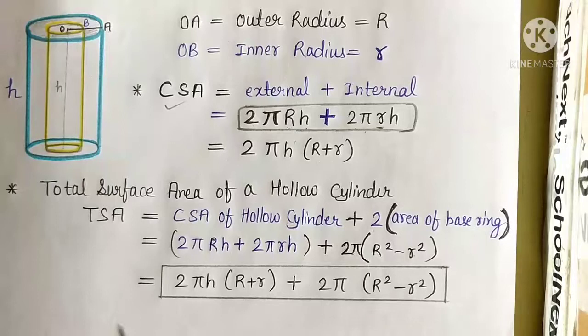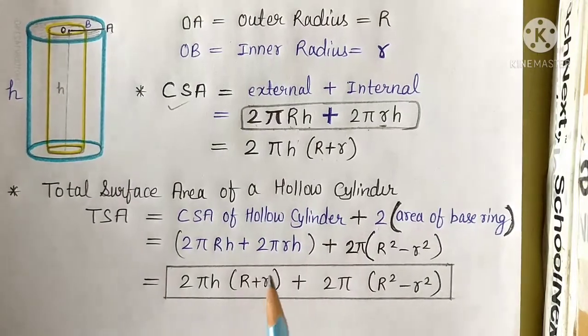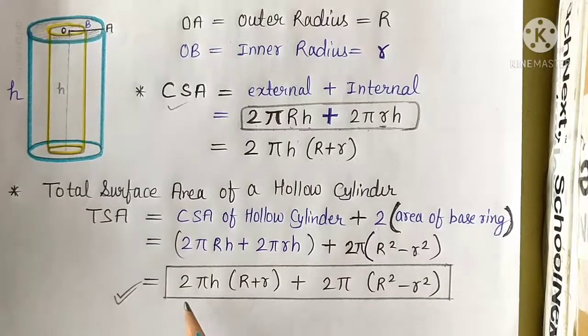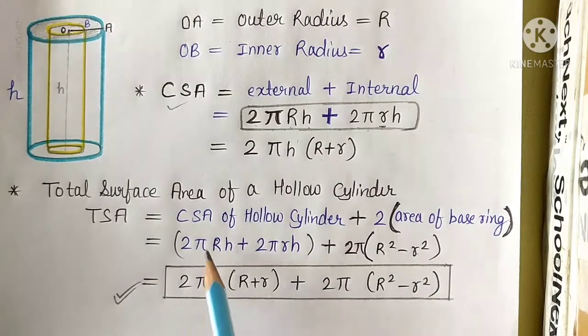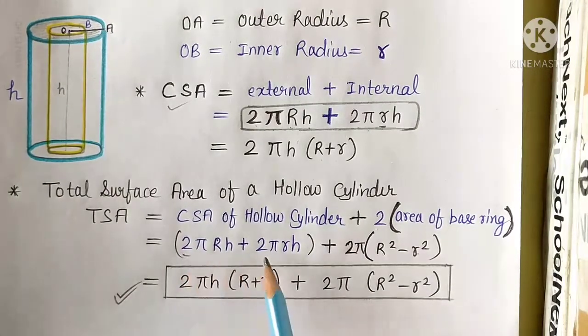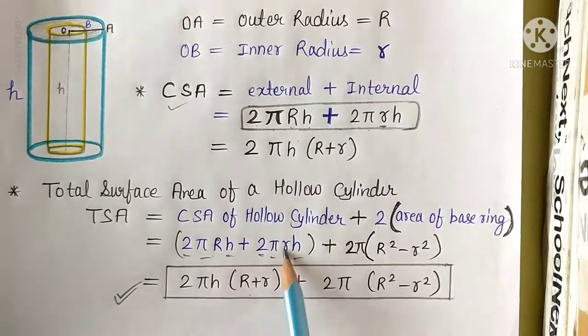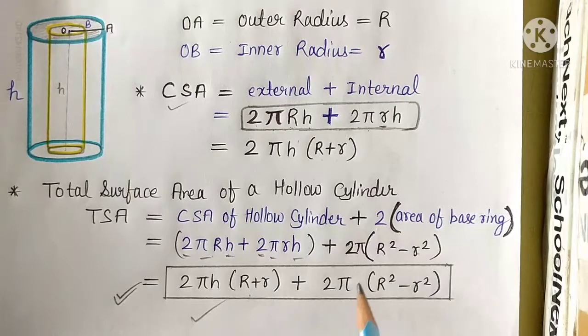So we will use this formula whenever we have to find the TSA of a hollow cylinder. What is that? 2 pi h, because from here we have taken 2 common and pi common and h also common, then R plus r, plus 2 pi, capital R square minus small r square.